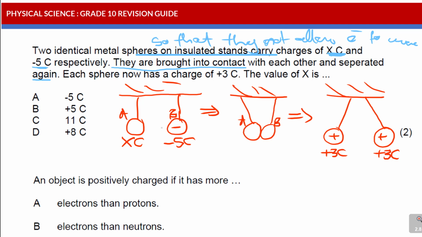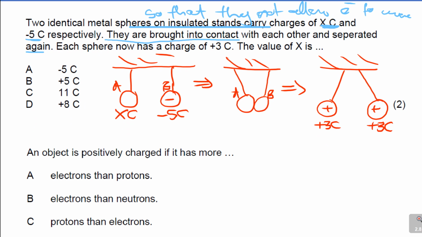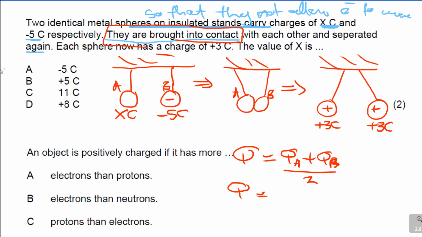So from here, they're asking you, what is the value of X? Remember, when you see the words brought into contact, you must know there is sharing of charge, and the formula used for sharing is Q equals (Q1 plus Q2) over 2. Alright, so here for 1 and 2, let me use A plus B. So it's Q, the final charge, the charge after.